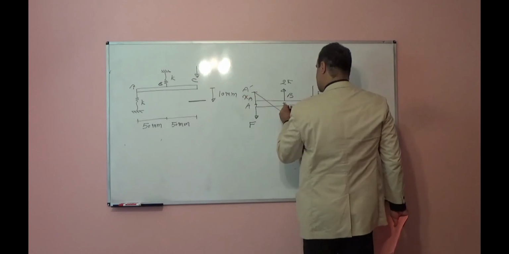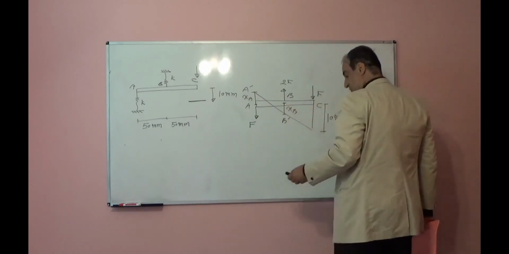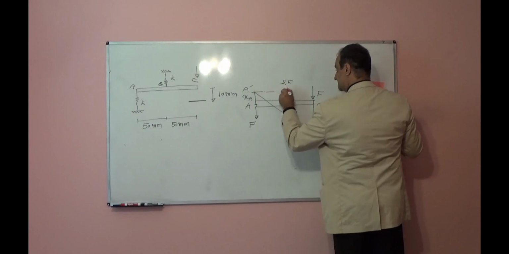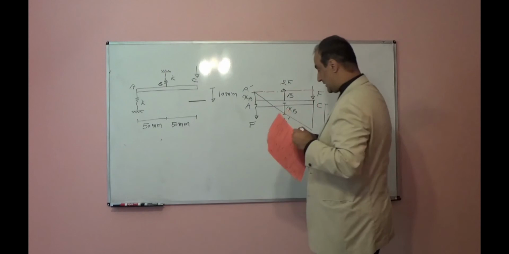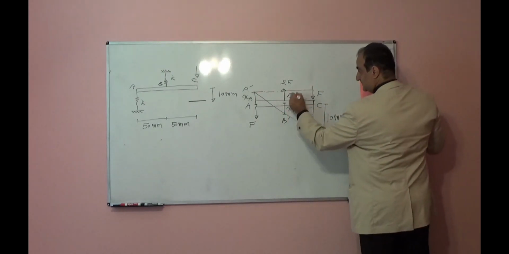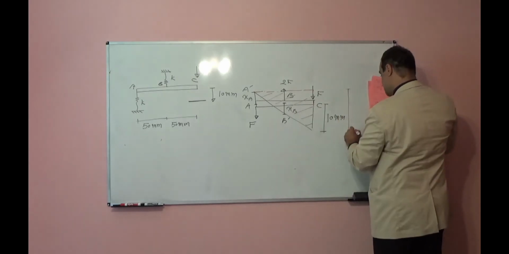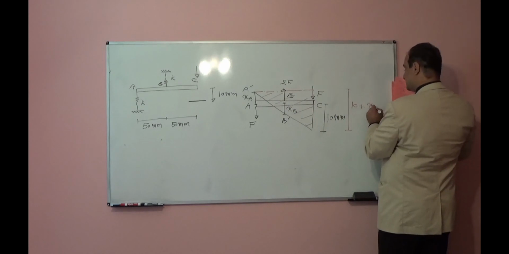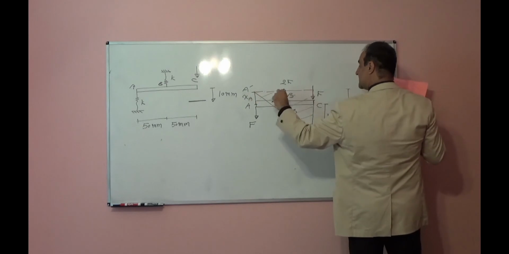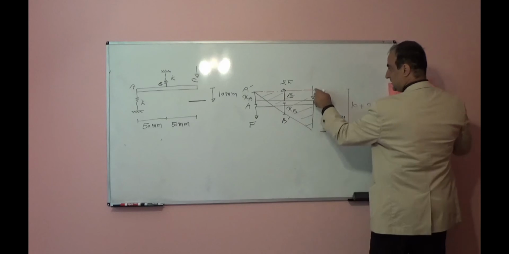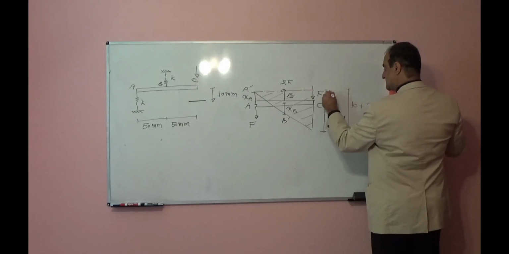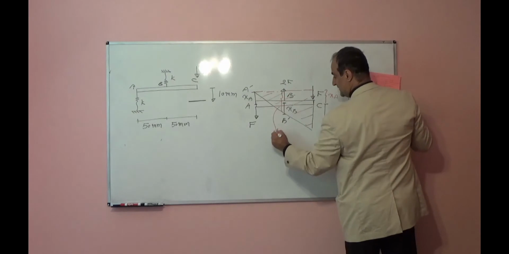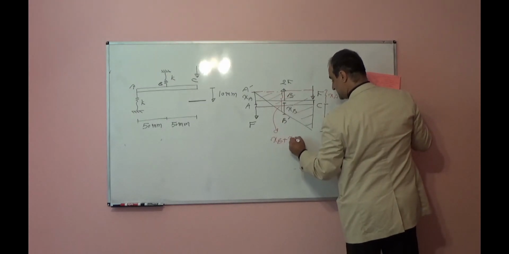If this is XA, this is XB, look at this triangle. If I draw one horizontal line here, now in this triangle, from here to here will be 10 plus XA. You see this is XA. I draw a horizontal line, so this will be XA from here to here. This distance will be 10 plus XA. And from here to here, this distance will be XB plus XA.